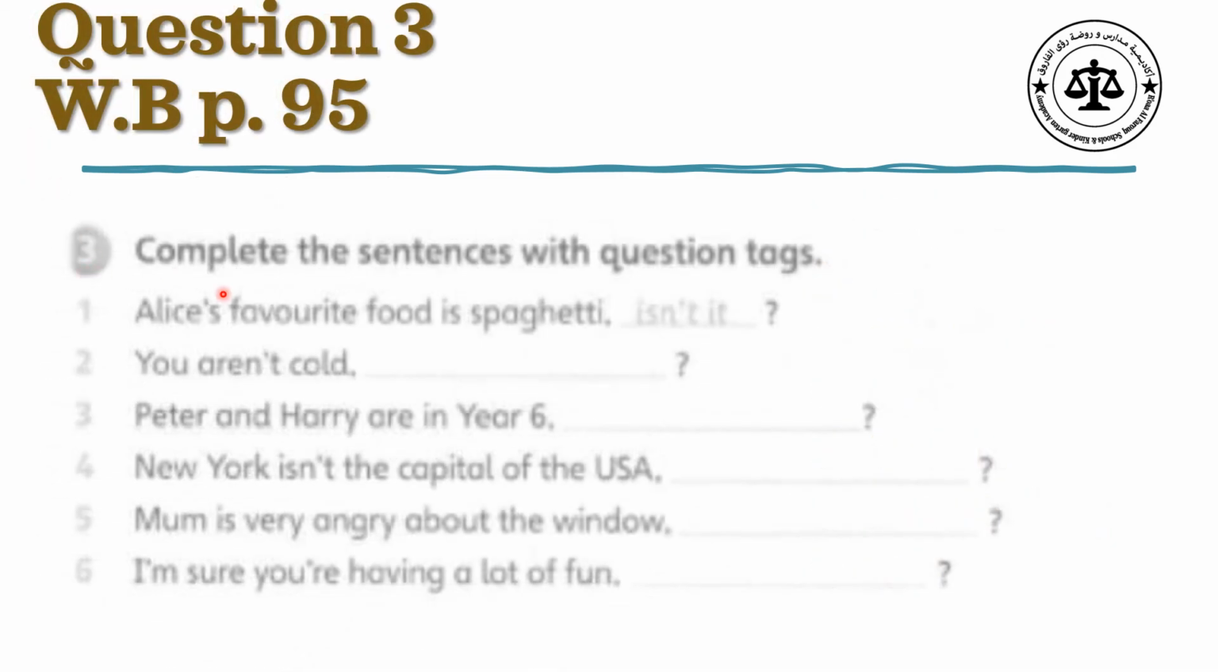Exercise 3. Complete the sentences with the question tags. Alice's favorite food is spaghetti, isn't it? Number 2. You aren't cold. Aren't cold. The question tag is are you? Peter and Harry are in year 6, aren't they? Number 4. New York isn't the capital of the USA, is it?